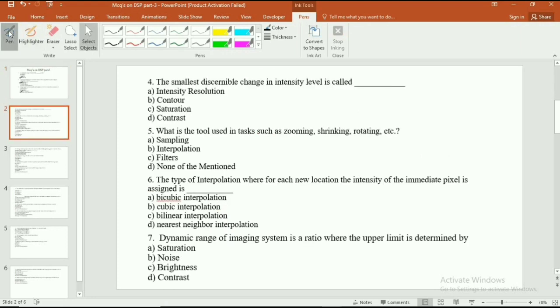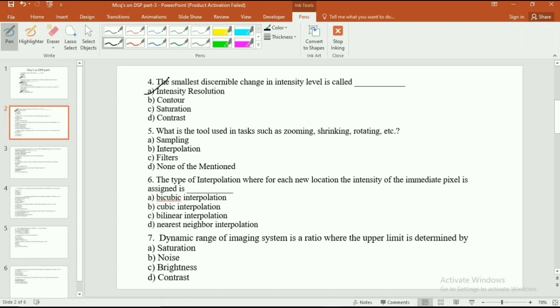The second slide, and question number 4: the smallest discernible change in intensity level is called dash. Options: option number A intensity resolution, option number B contour, option number C saturation, and option number D contrast. And the answer is option number A, intensity resolution.